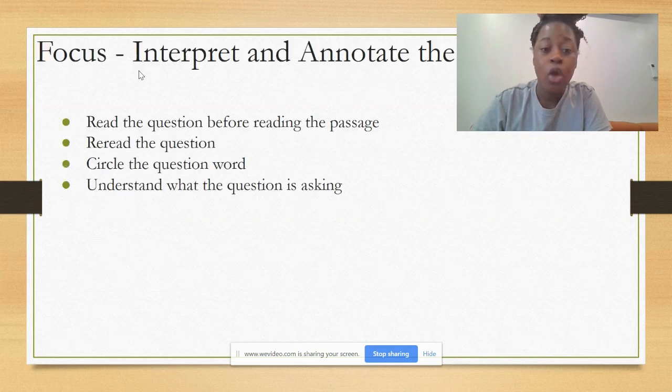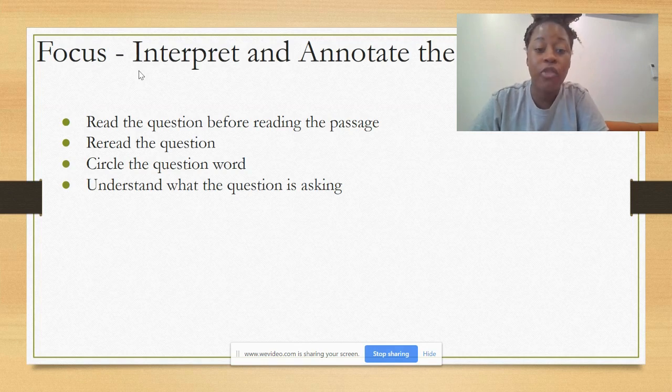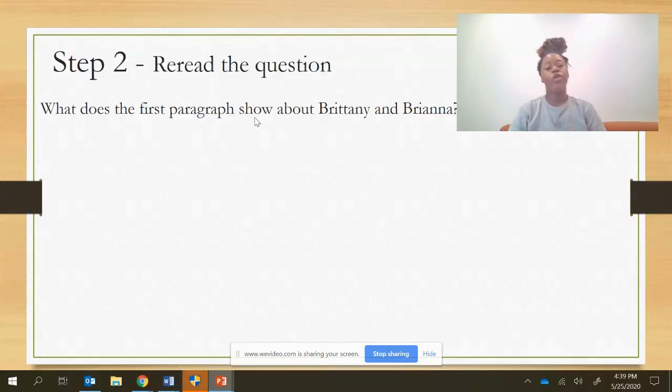Our focus for today will be to interpret and annotate the question. And I have a couple of steps that will help do that. First, we will read the question before reading the passage. Then we will reread the question and then circle the question word. And then we are going to push ourselves to truly understand what the question is asking us to find. Now, we can move on to step 2.